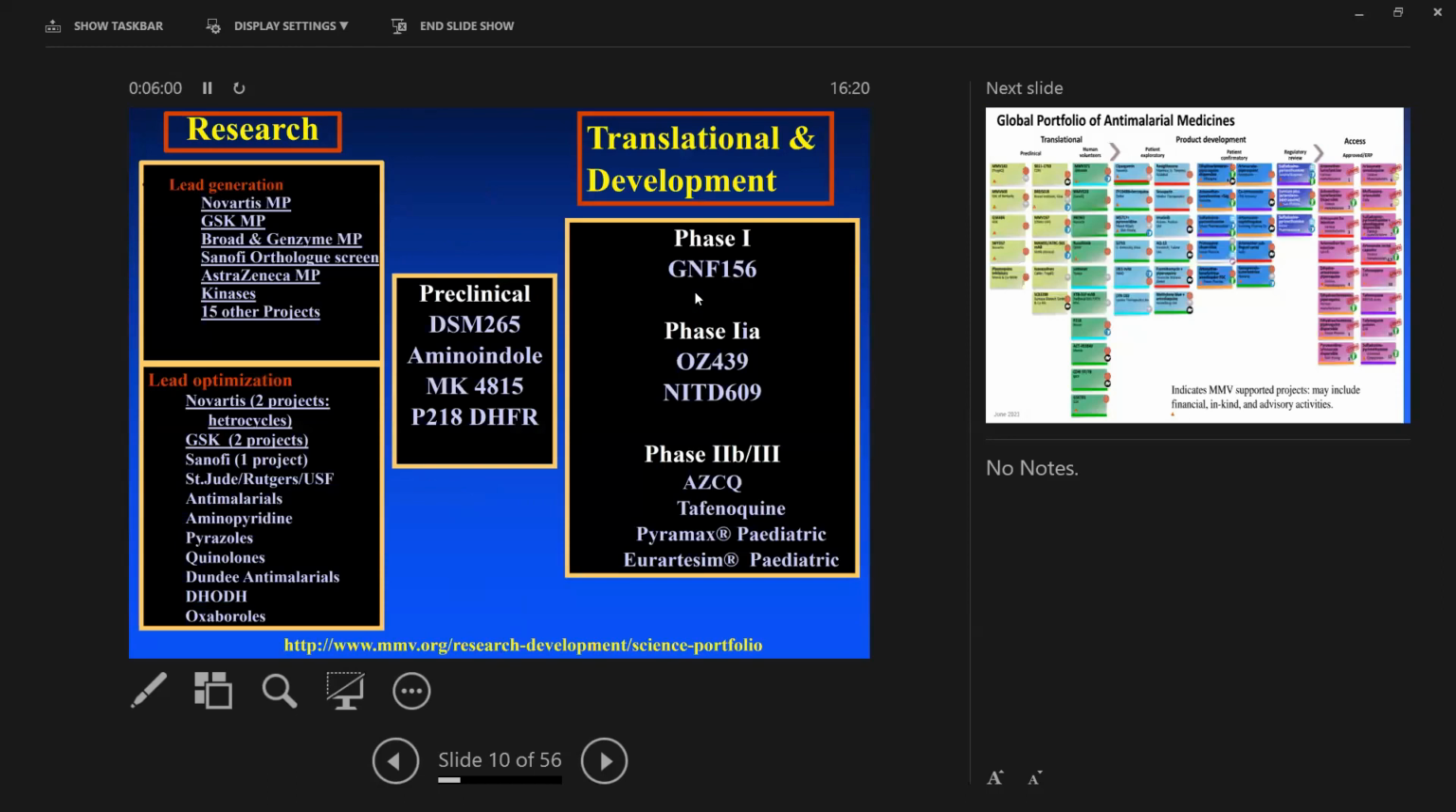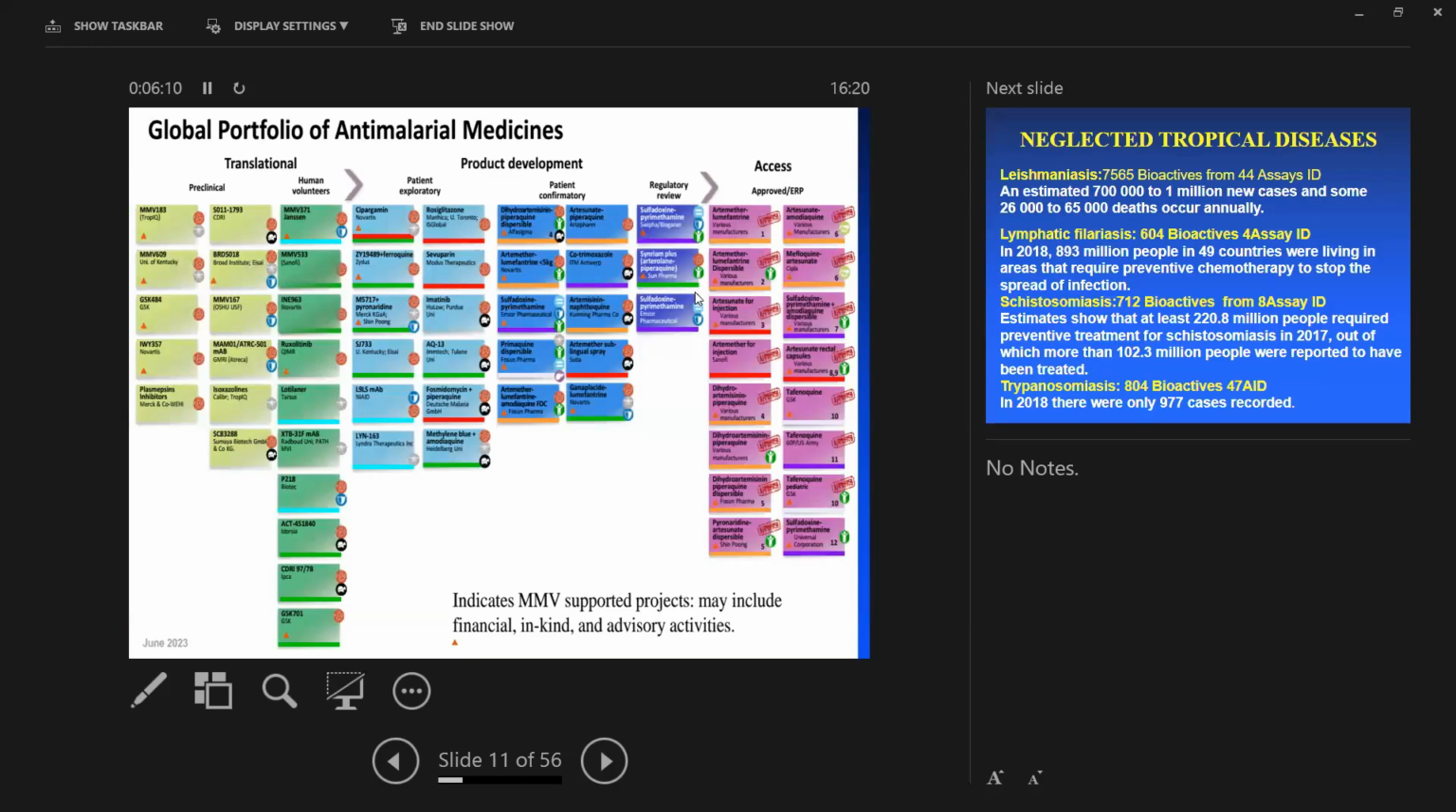And these are from Medicines for Malaria Venture. These are the research and lead optimization compounds, preclinical compounds. This is from a few years back, and the latest one is this one. One can download it and see how many compounds are in translation research, how many are in the discovery stage, and then product development, how many are getting approved, and the different stages of approval.